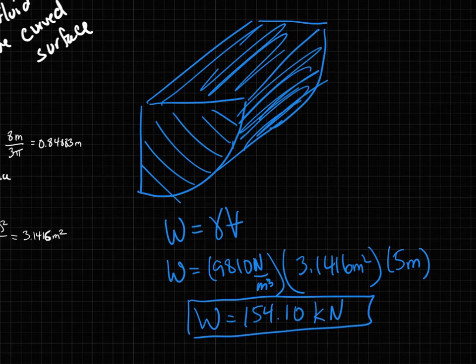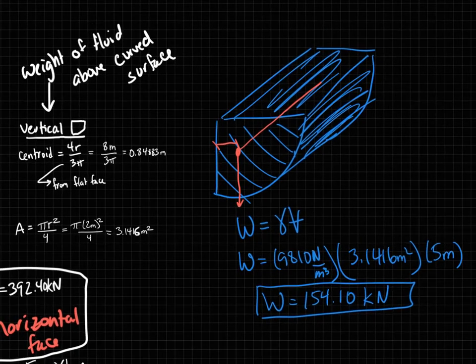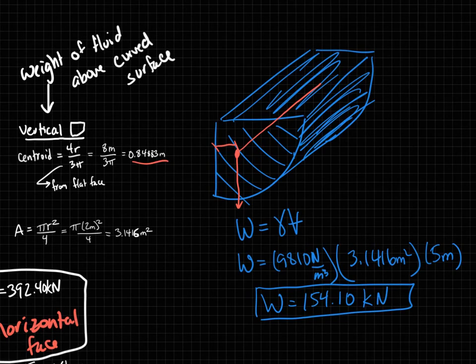And where does it act? It's going to act on the center of mass, so in this case, it's the centroid of this face, which technically runs through the whole thing in that direction. I'm just going to place it in. How far is it acting off of this face right here? Oh, look, we already solved for that. This distance from here to here is 0.84883 meters.